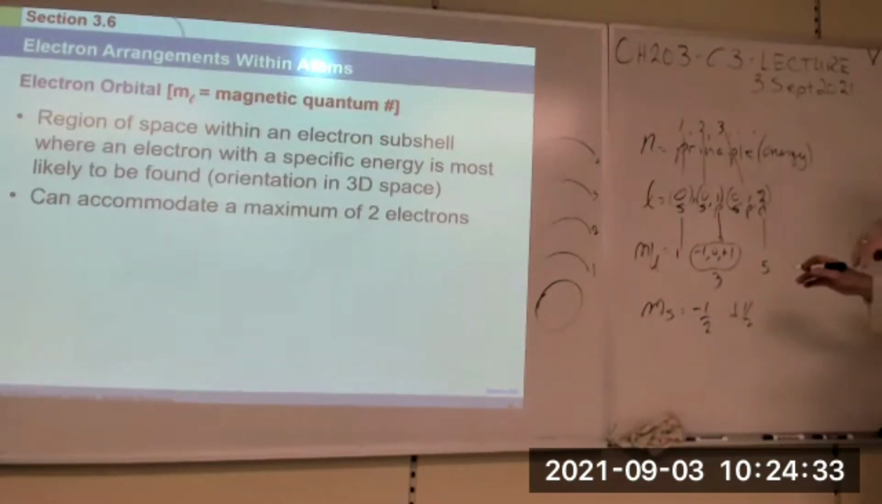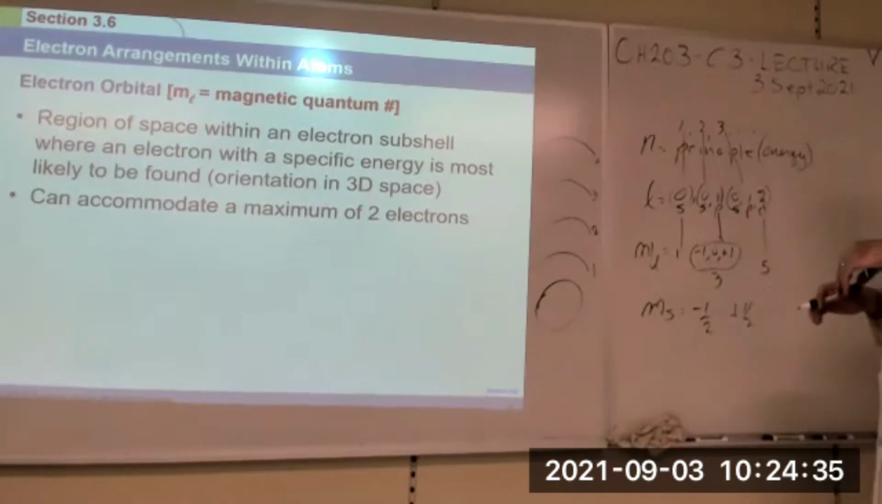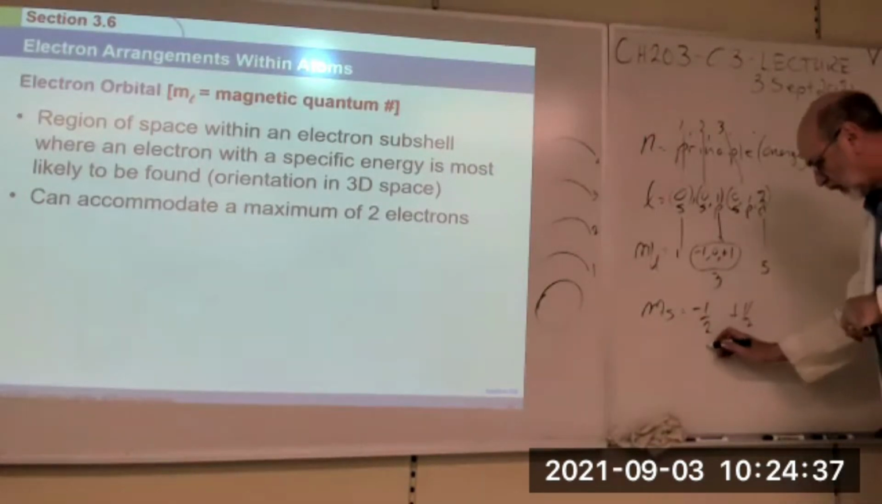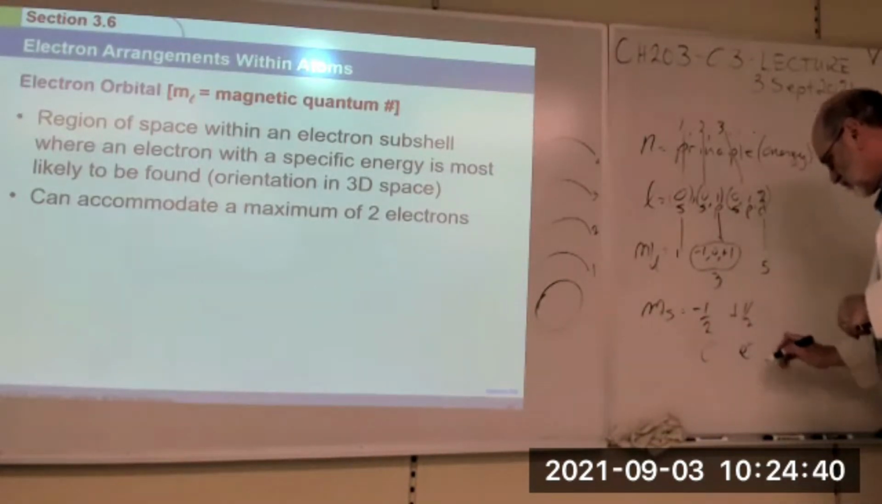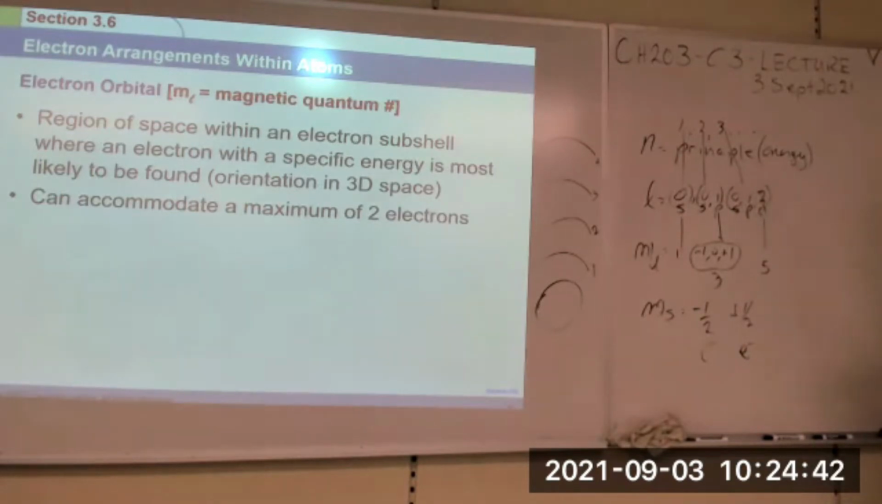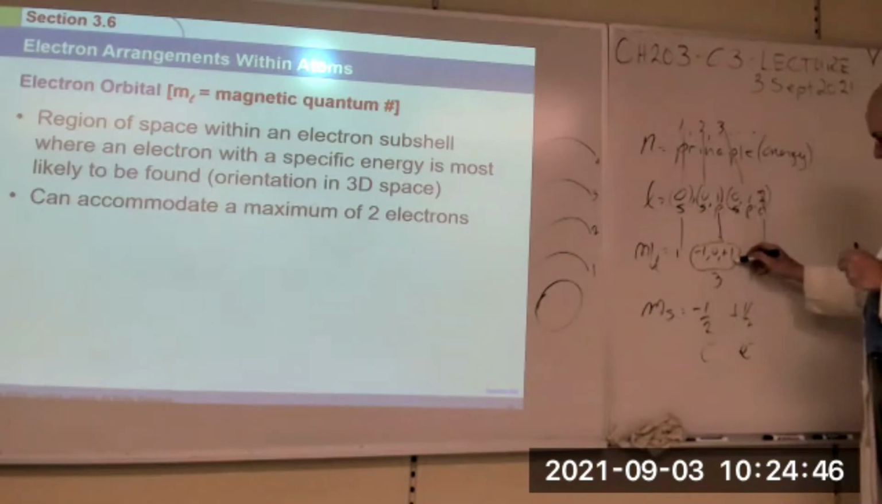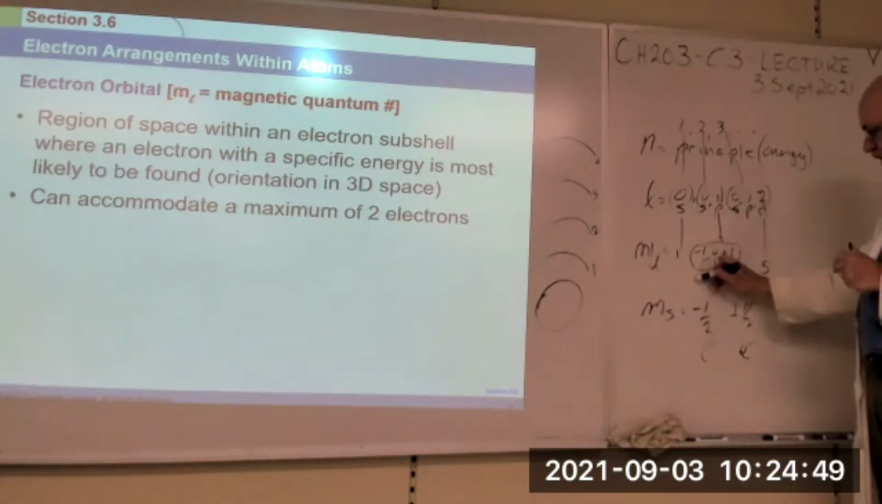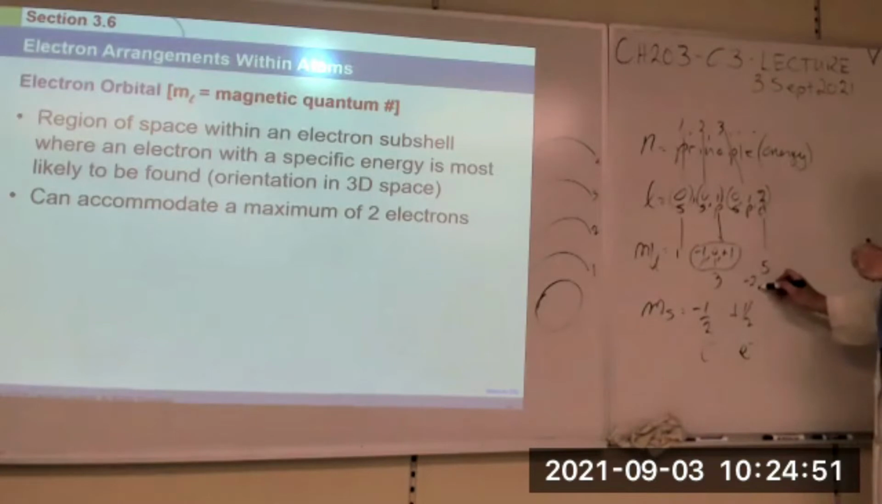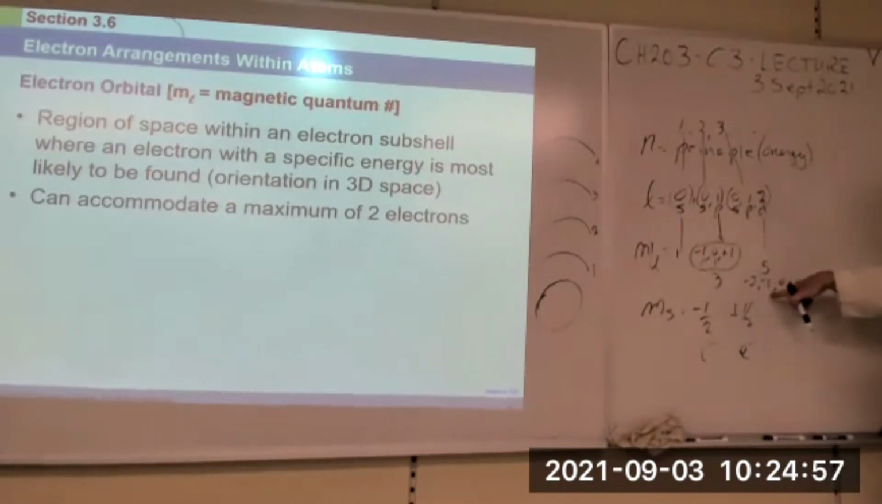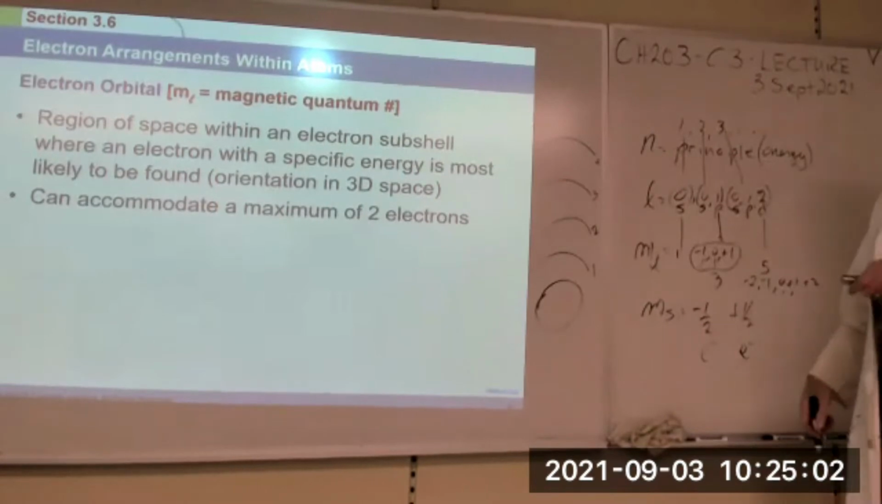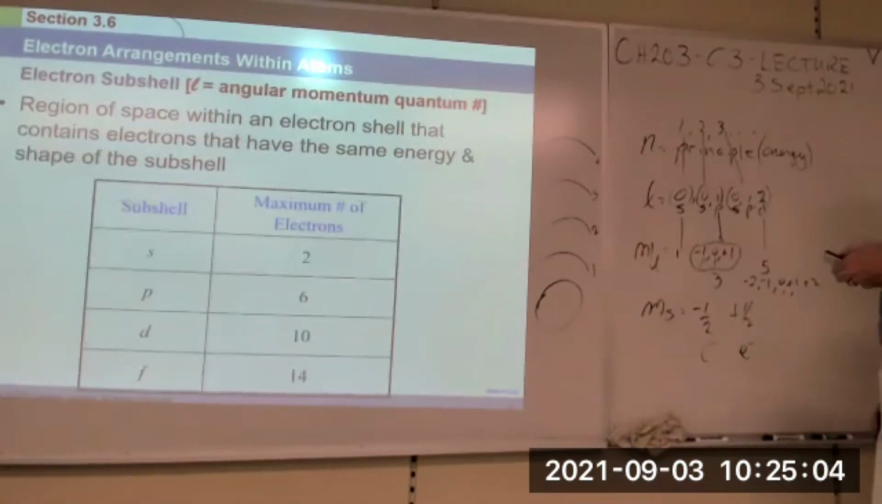Okay, so now we can count up. Each one of these can have 1 electron in it. So you can have 2 electrons in each one of these levels. You can have 2 electrons in here, 2 electrons there, 2 electrons there, or minus 2, minus 1, 0, plus 1, plus 2. You can have 2 electrons here, here, here, here, and here. Okay, so that's what that chart was on the previous one.